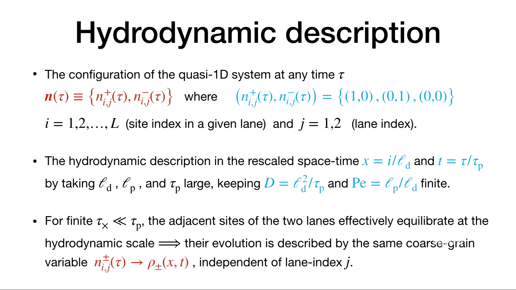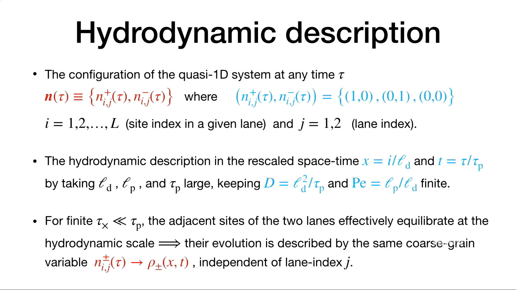If you do that, then for finite tau x, which is the lane crossing time, and is of course much smaller than the other time tau p, what you can show is that the two lanes equilibrate faster, within the hydrodynamic time scale. So when you go from this discrete variable to this continuum field, both lanes are described by the same coarse grained density. At this level, you have forgotten the lane. Either top or bottom, it has the same coarse grained density.